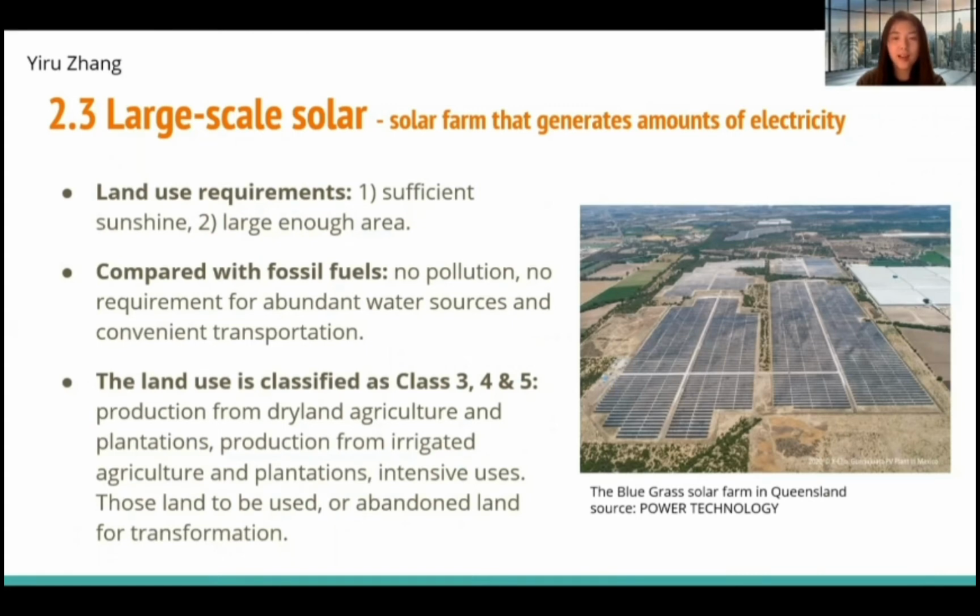The land use classes of large-scale solar are 3, 4, and 5. They are production from agriculture and plantations, and intensive uses, but large-scale solar is built on land that contains useless land or land waiting for transformation, rather than good land for planting crops or buildings.